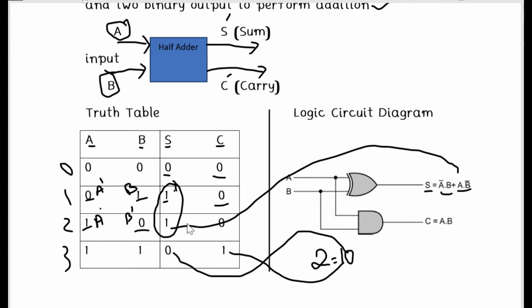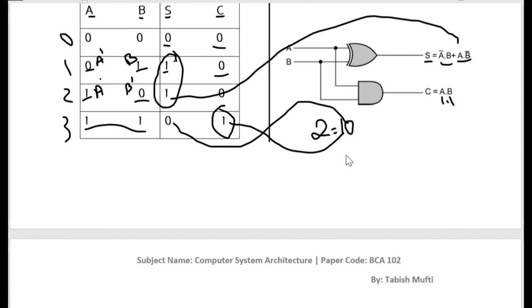For the carry, I will take the value of 1 over here from here, and I will check these two values which are A and B, both are 1. So AND gate will be used, and C is equal to A dot B, where A is 1 and B is also 1. So 1 dot 1 is over here. So this is the logic diagram which I have used over here from this truth table. So let's move further and understand the K-map.